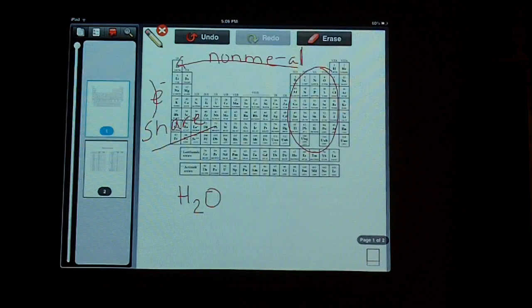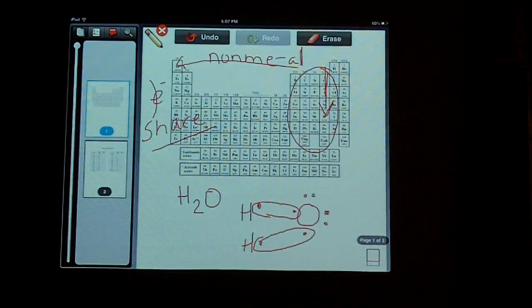So if we take hydrogen and oxygen, oxygen is in the 6th family, that means oxygen has 6 electrons in that outer shell. It has to gain 2 in order to get stable. Just so happens that hydrogen only has 1. So that hydrogen will share with that oxygen, and that hydrogen will share with that oxygen. So to get everyone stable, we had to have 2 hydrogens.